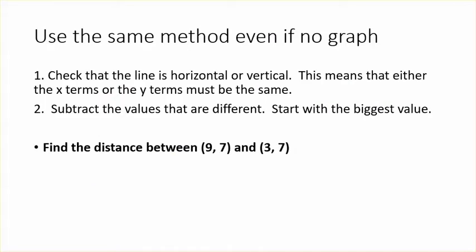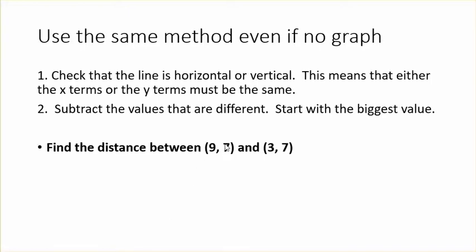We can use the same method even if we don't have a drawing or a graph to go with it. Again, we have to start by checking that the line is horizontal or vertical. That means that our x terms or our y terms need to be the same. If they are, we subtract the values that are different, starting with the biggest number. Okay, so let's start by making sure we have a horizontal or a vertical line. I notice that y is 7 here and y is 7 here. This means I have a horizontal line.